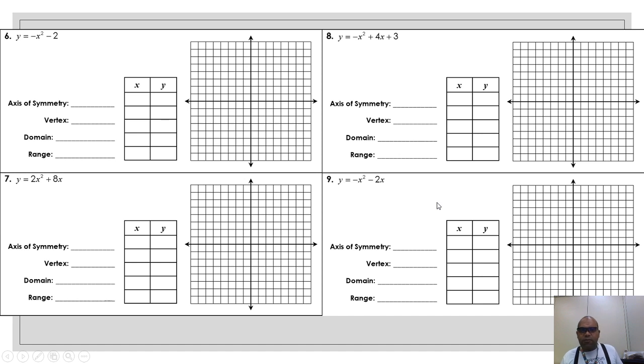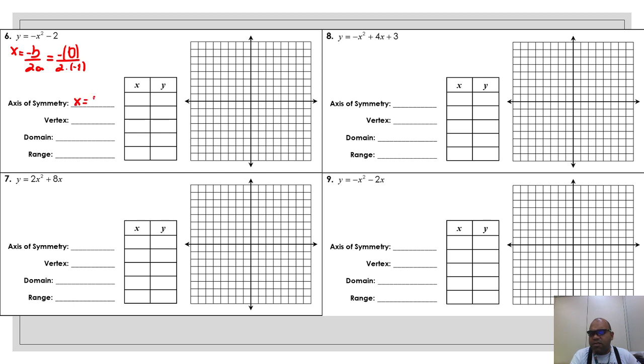I have the first one: y equals negative x squared minus 2. The first step, as you remember, is to find the x of symmetry. The x of symmetry is x equals negative b over 2a. In this special case, I don't have any value for b, I have just a and c. So it is negative 0 over 2 times negative 1. 2 times negative 1 is negative 2. 0 divided by negative 2 is 0.